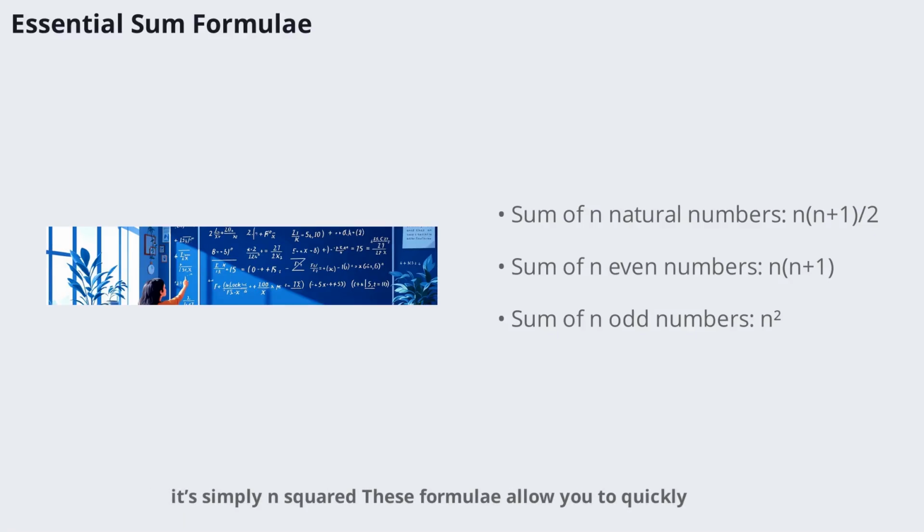These formulae allow you to quickly calculate totals without adding each term individually. For example, the sum of the first 10 natural numbers is 10 times 11 divided by 2, which equals 55. Memorize these and you'll breeze through basic sum questions.